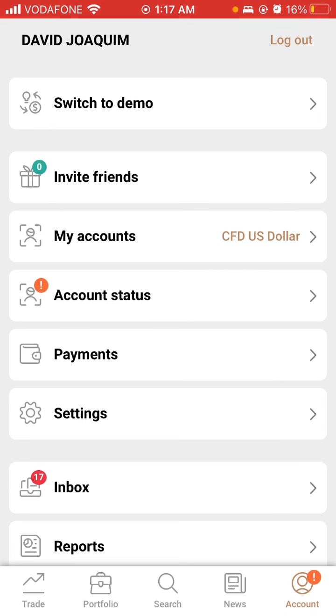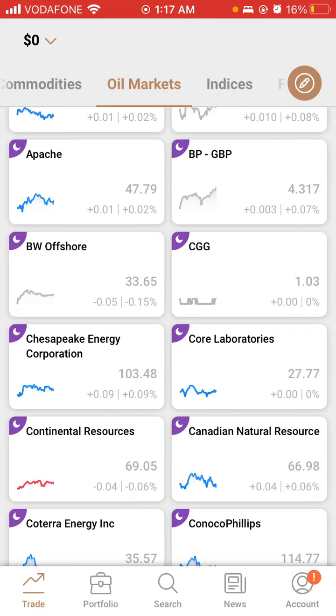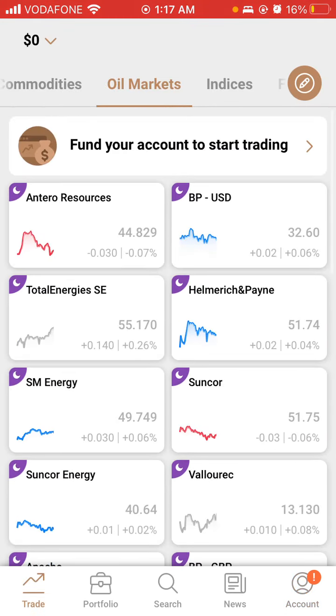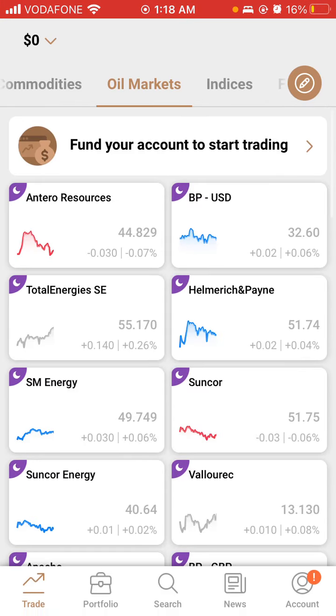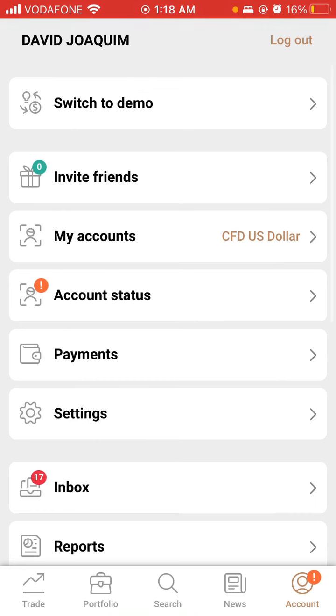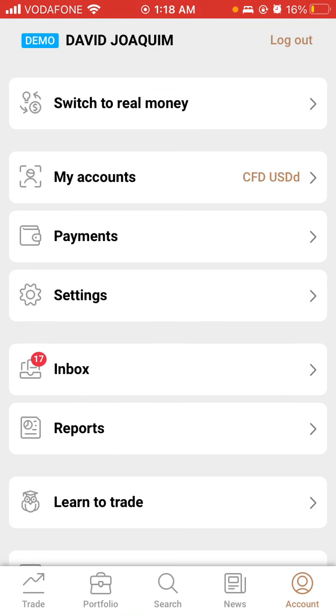So this is the trade option, and I don't have any money on my account right now. Let me show you guys with the demo account, because of some privacy issues and stuff like that. If you want to use this app, the main things you need to understand are all these tabs at the bottom of the app.